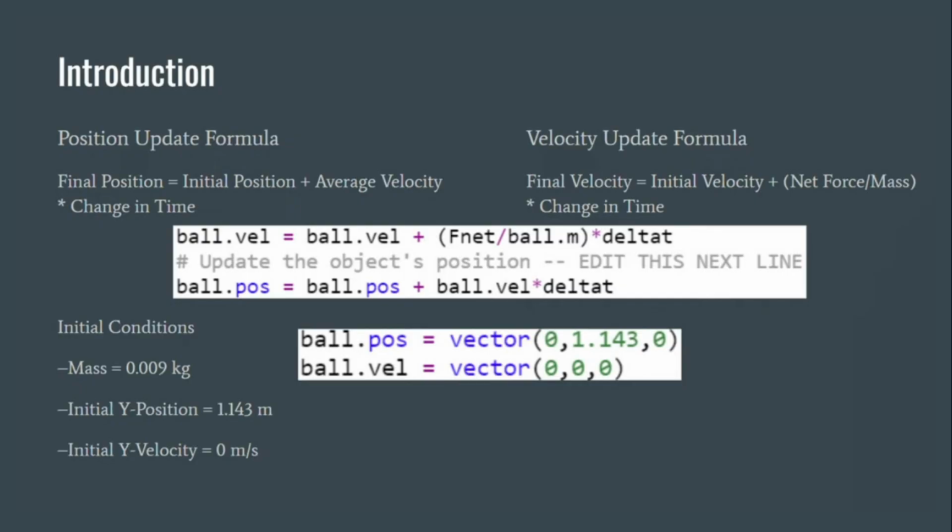Position update formula: the final position is equal to the initial position plus average velocity times change in time. Here's how the code looks with the position update formula. Initial conditions: the mass, we just guesstimated. And then we did our velocity update formula: final velocity is equal to initial velocity plus net force divided by mass times change in time.